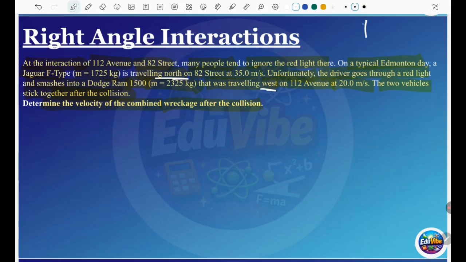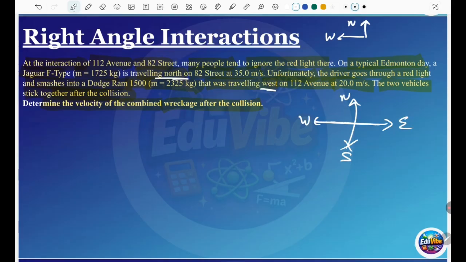They mentioned there is a north direction from where the Jaguar F-Type is traveling, and from the west the Dodge Ram is going, and they both stick together after the collision. As we know, we use the hit and stick formula in this. You all know this type of compass cone: this is the north, this is the south, east and west.